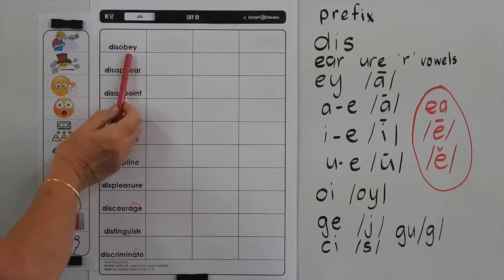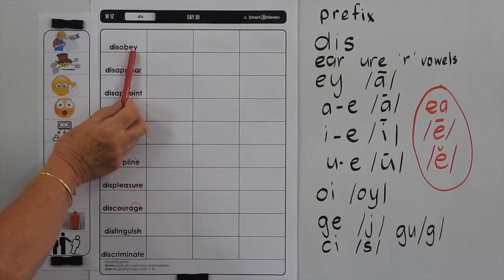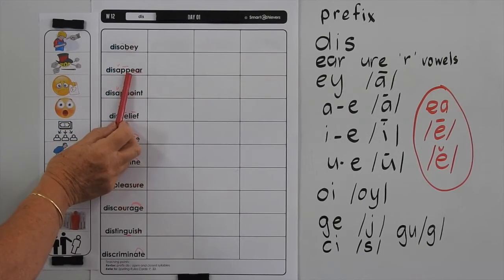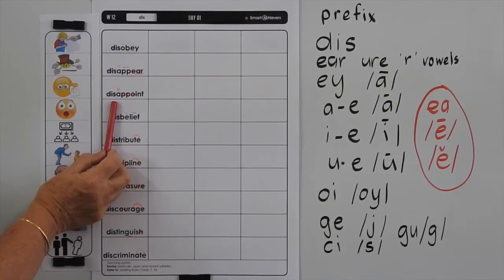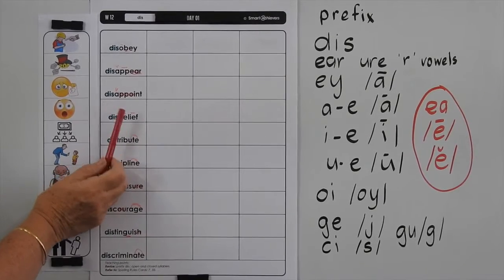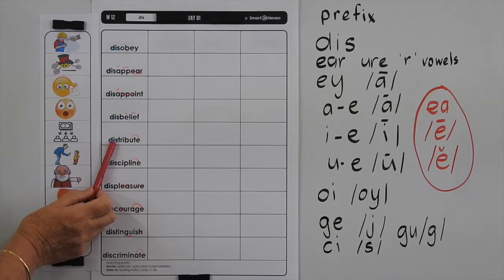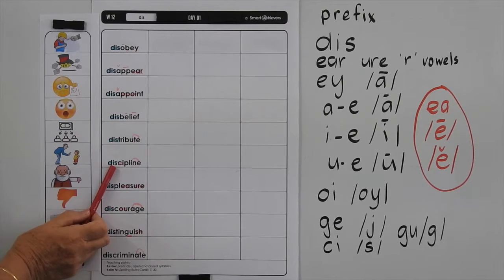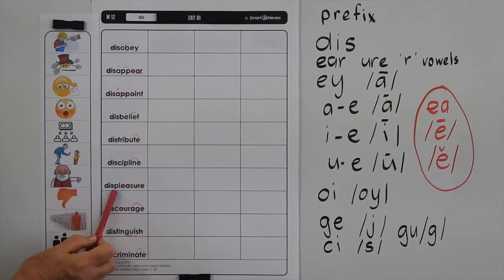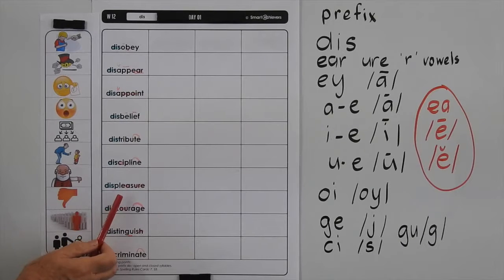What do these words mean? So disobey means to defy, disappear means to vanish, disappoint means failure to fulfill hopes or expectations, disbelief means doubt, distribute means to give a share of something to a number of recipients, discipline means training people to obey rules or codes of behaviour. Displeasure means annoyance.